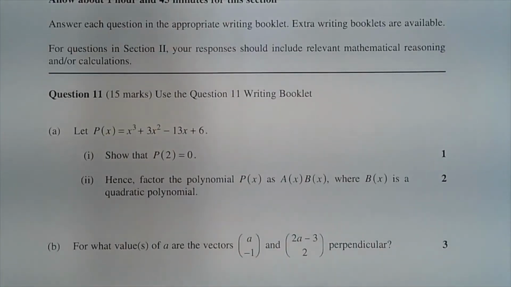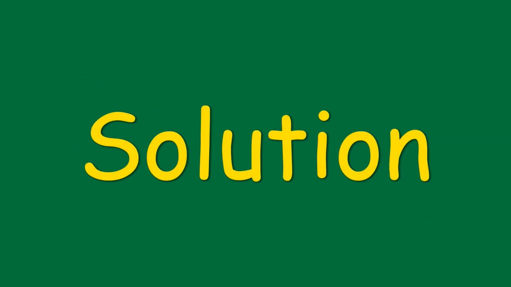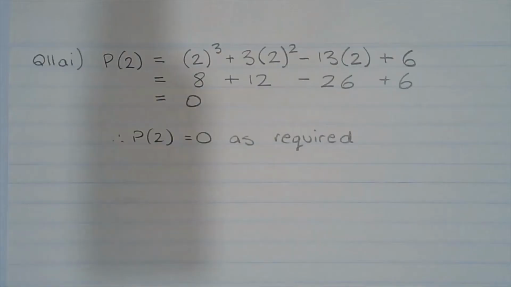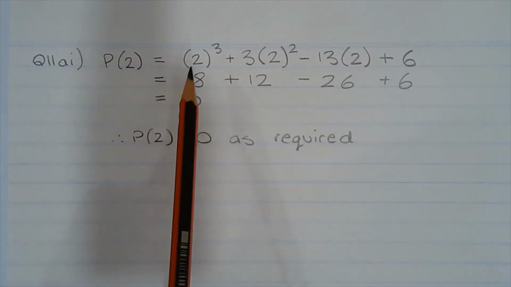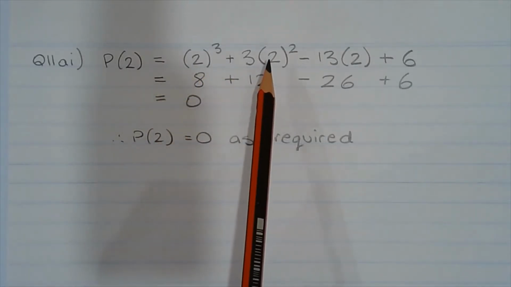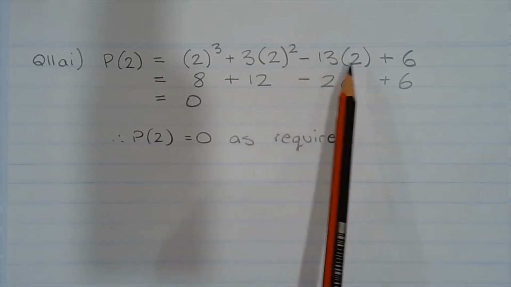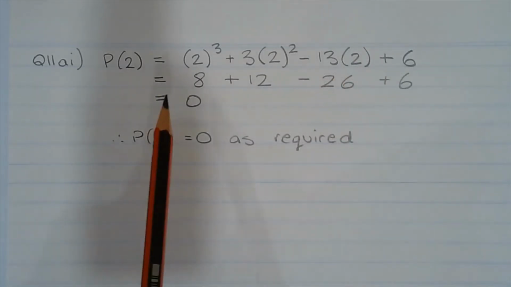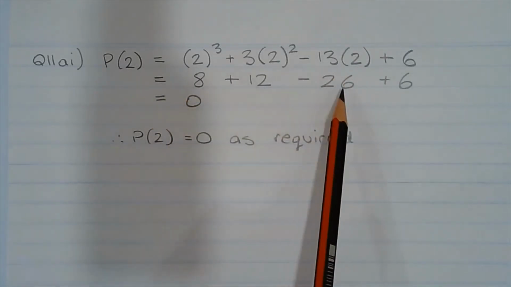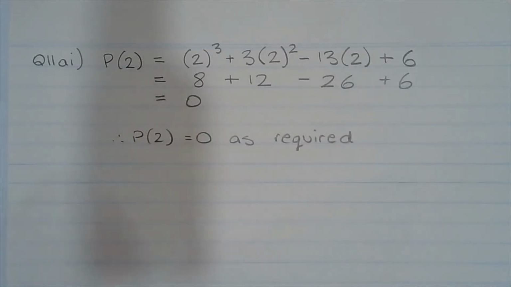Question 11a. Let p of x equal x cubed plus 3x squared minus 13x plus 6. Part 1. Show that p of 2 equals 0. Substituting x equals 2 into the polynomial, we have p of 2 equals 2 to the power of 3 plus 3 multiplied by 2 to the power of 2 minus 13 multiplied by 2 plus 6, and that equals 8 plus 12 minus 26 plus 6, and that equals 0. So therefore, p of 2 equals 0 as required.